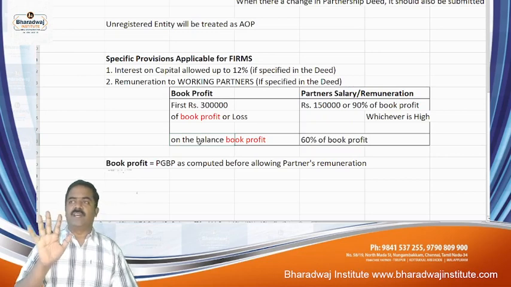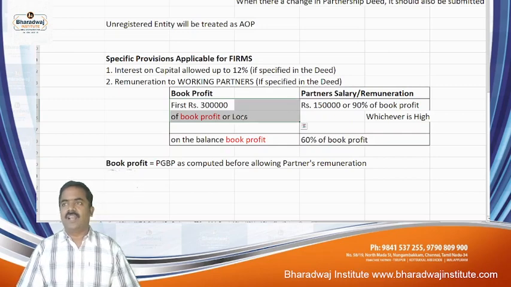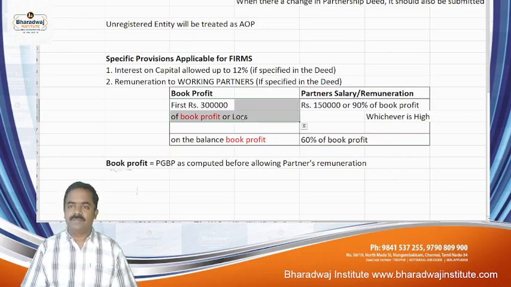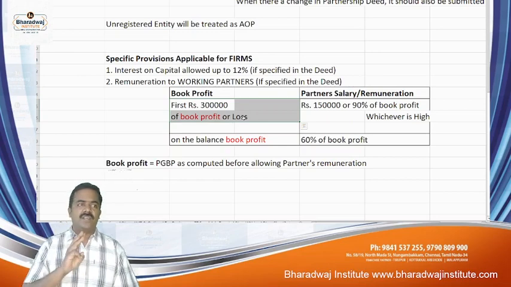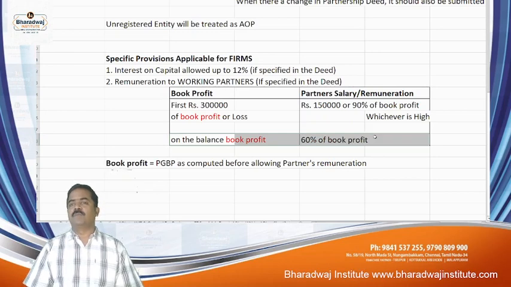Suppose book profit is 5 lakhs, what will happen? First 3 lakhs, 3 lakhs into 90% will be 2,70,000. Of course, 1,50,000 or 2,70,000, whichever is higher, will be 2,70,000. On the balance of the 5 lakhs, that is 2 lakhs, you can pay 60% of book profit. So 2 lakhs into 60%.